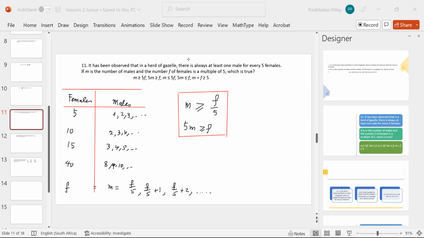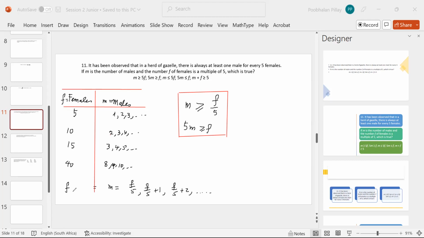Now, they tell you in the next sentence, M is the number of males, and F is the number of females. So we'll put F equals that. And the number of females is a multiple of 5. Okay, that's what we've done here. Now, which is true? Let's have a look at this. In the end, what do we have? F.